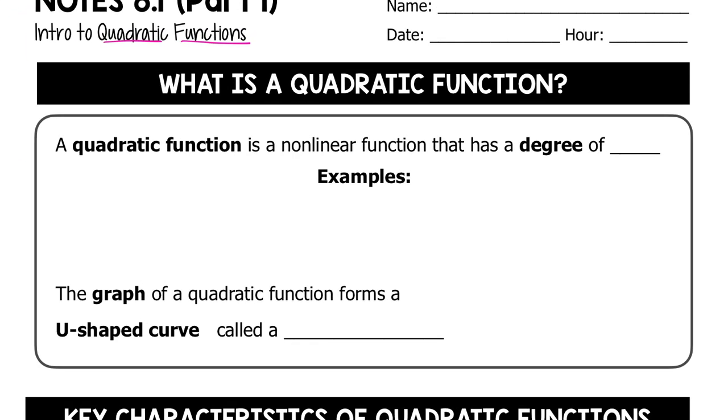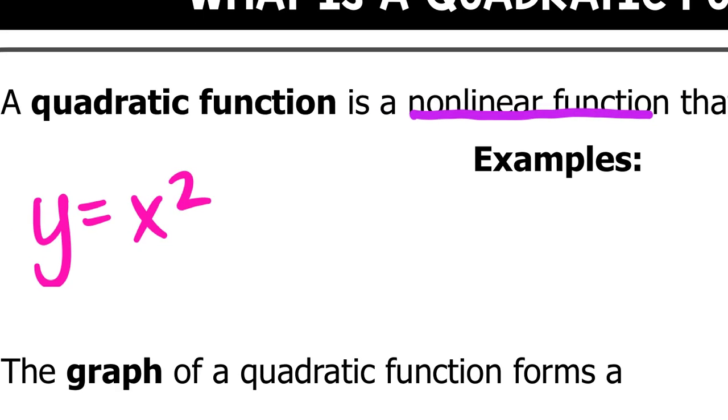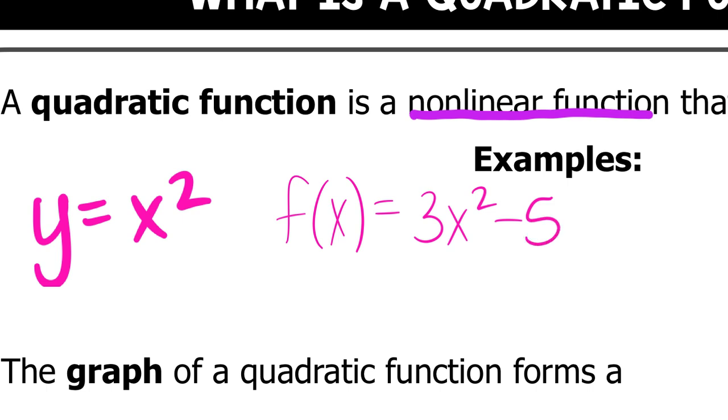So, a quadratic function is a non-linear function. That just means it's not going to be a straight line. It's not going to be a constant rate of change. It's a non-linear function that has a degree of 2. So, let's write down a few different examples of what those equations might look like. Like I said, it could look as basic as this, y equals x squared. That's just a very basic quadratic function. You can also use the function notation. So something like this, f of x equals, I'm going to add some more numbers to it, 3x minus 5. That's another example of a quadratic function. We've got that degree of 2.